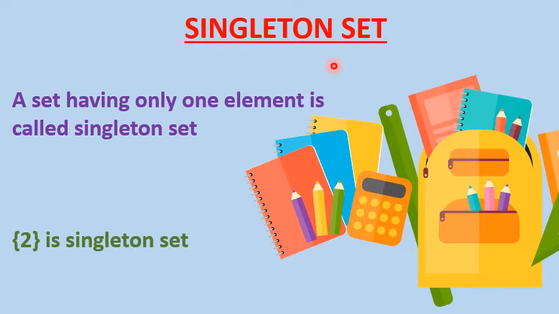Then what is a singleton set? The word single shows, what does it mean? A set having only one element, a single element, is called a singleton set, right? Now you can see that here the set has only one element, which is 2. So what do we call it? We will say this set is a singleton set. You can denote this set with any capital letter A, B, C. So this is a singleton set.